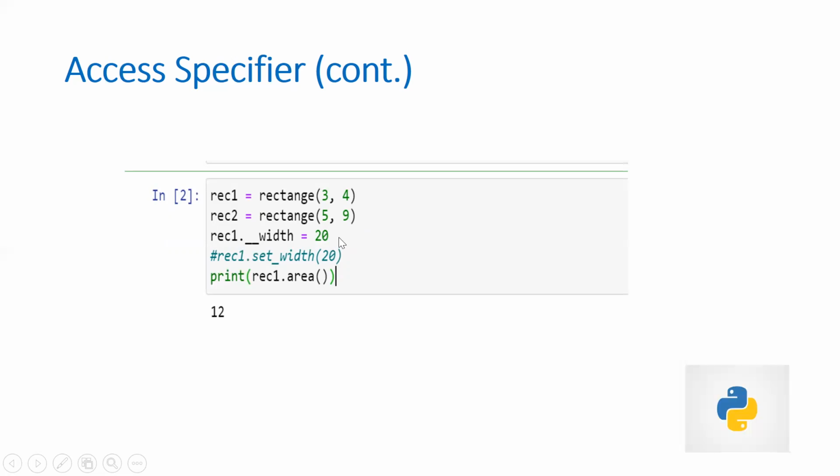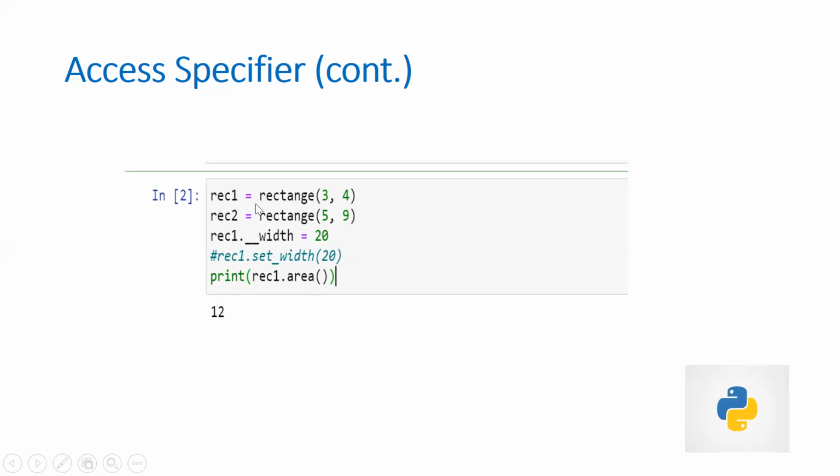I modified the information. But I am still not inside the class. I am outside the class. Here you see I am not inside the class. I just started the code from the left portion. There is no indentation, so I am outside the class now. So here I modified the width value of rectangle 1. Let's see what happened, and print the area.